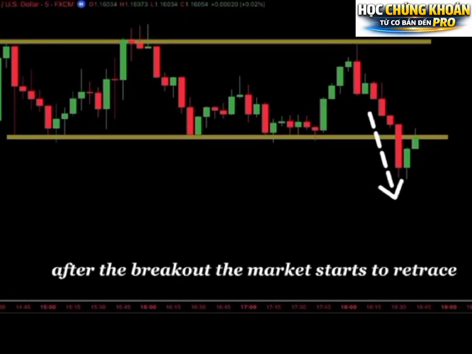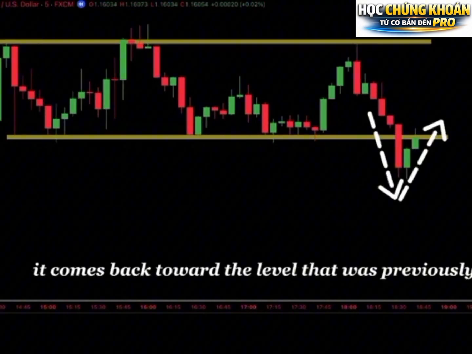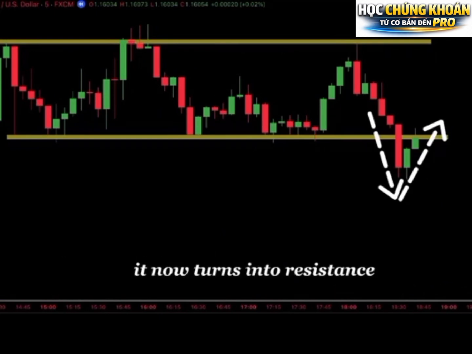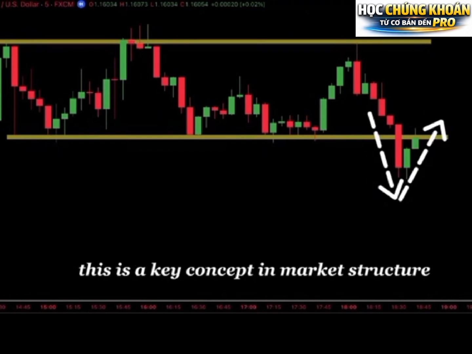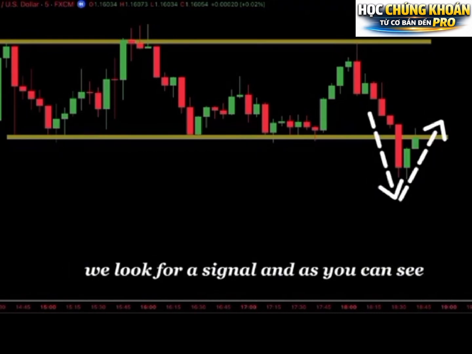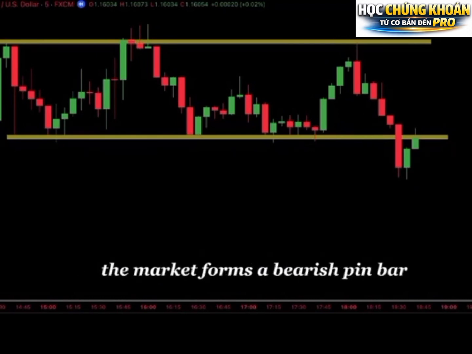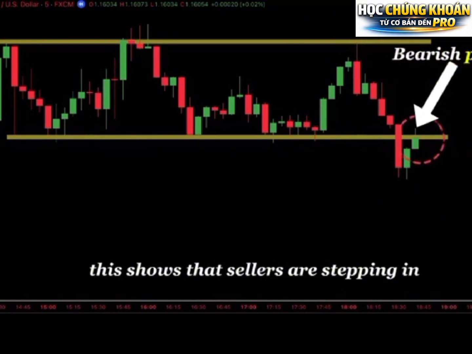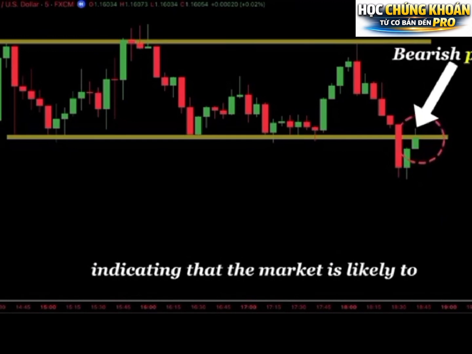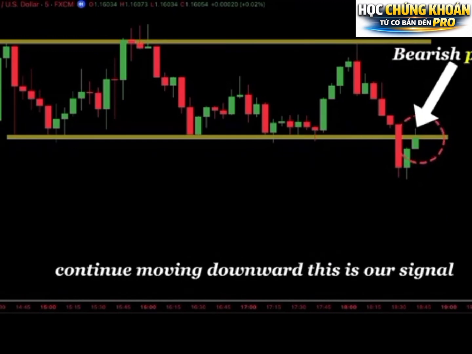After the breakout, the market starts to retrace. It comes back toward the level that was previously acting as support. But since this level has been broken, it now turns into resistance. This is a key concept in market structure. Now, once price reaches this resistance level, we look for a signal. And as you can see, the market forms a bearish pin bar. This shows that sellers are stepping in and rejecting the level, indicating that the market is likely to continue moving downward. This is our signal.